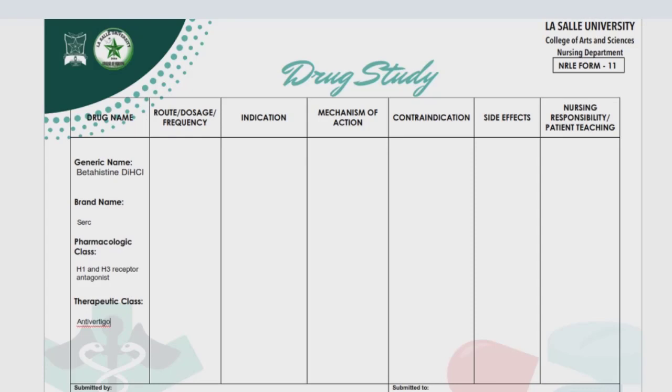Okay, so moving on to the route, the dosage, and the frequency. Now, what we will put in the route, dosage, and frequency again is what doc prescribed or ordered. Okay, for example, as ordered, give 1 tablet by mouth now and then 3 times a day. That's Circ 16 milligrams tablet. And for the timing, we have 8 a.m., 1 p.m., 7 p.m.